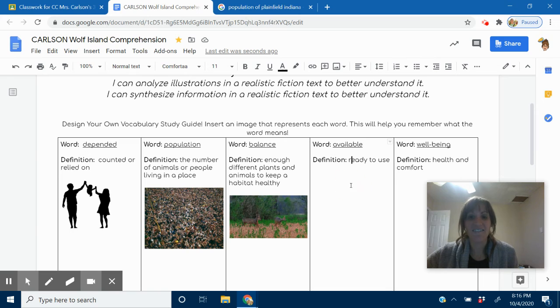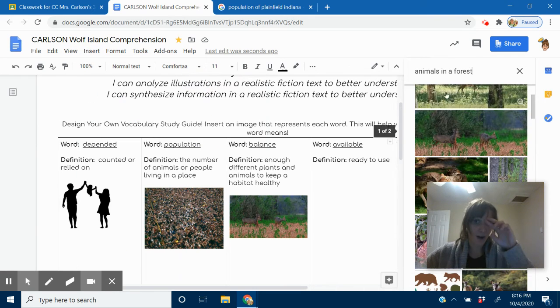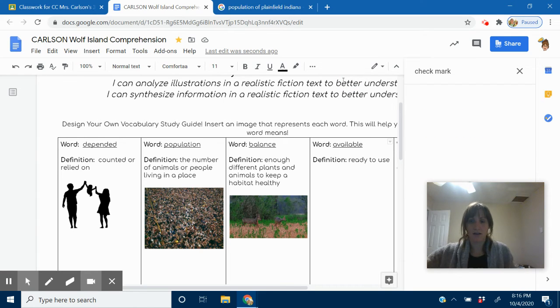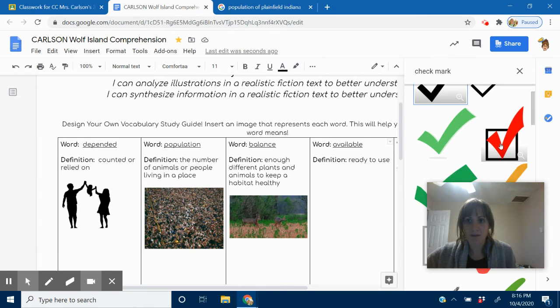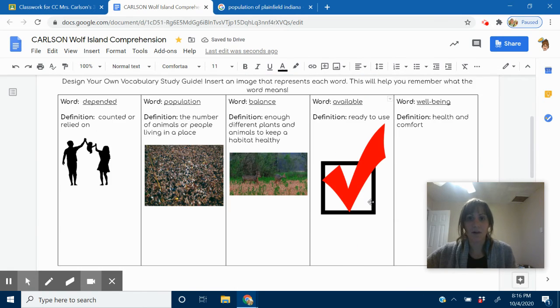Okay, this word available means ready to use. If something is ready to use, it reminds me of having a check mark. So I'm going to say insert image, search the web, and I'm going to say check mark. And I'm just going to put in a big old check mark because that's going to help me remember what that word means.